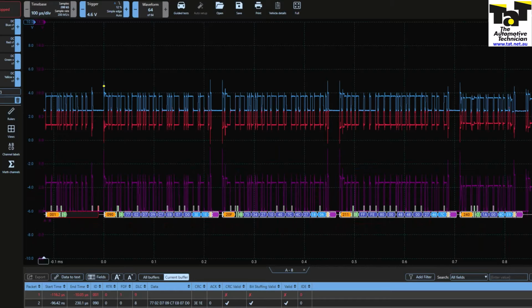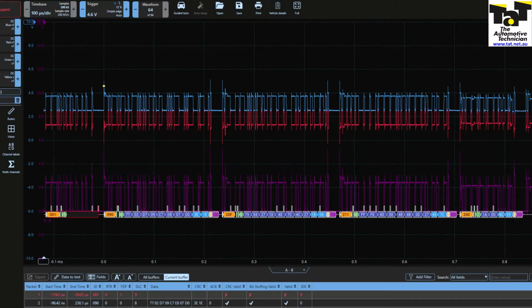We set up a math channel, which is channel A, which is CAN high, minus channel B, CAN low. So as you can see, at a given point where CAN high is 3.5 volts, for example, and CAN low is 1.5 volts, for example, we get the difference, 2 volts, on the math channel below. And that's what you can see in the actual math channel itself.